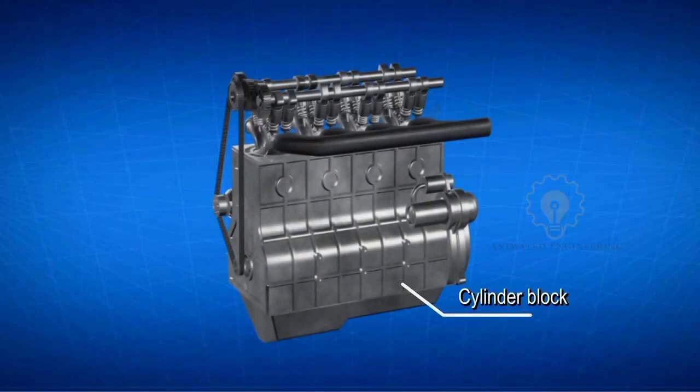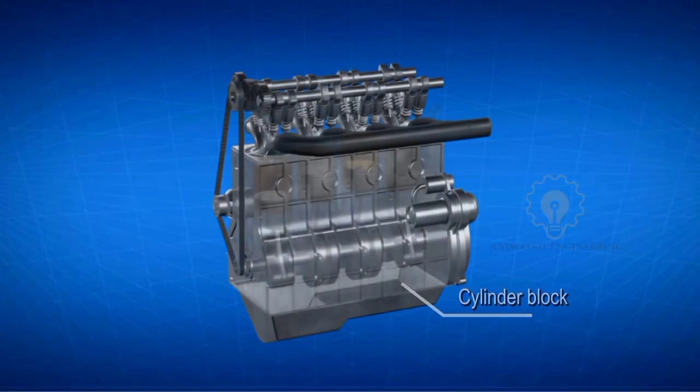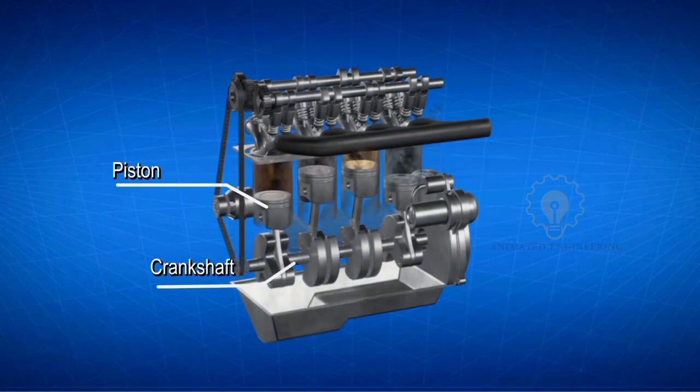The heavy part at the bottom is the cylinder block, which is the housing for the main moving parts of the engine. The cylinder block supports pistons, crankshaft, connecting rod and oil pan.